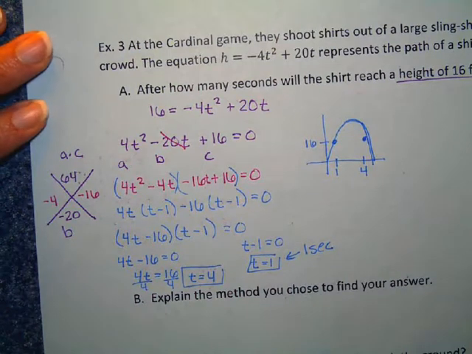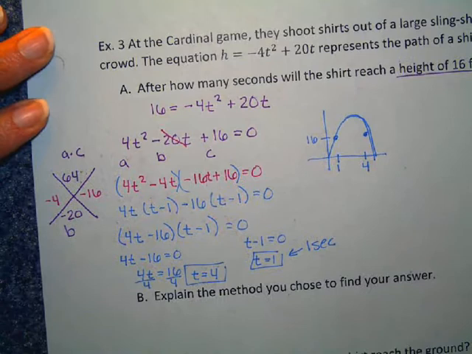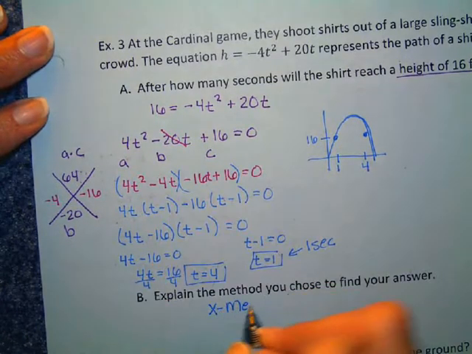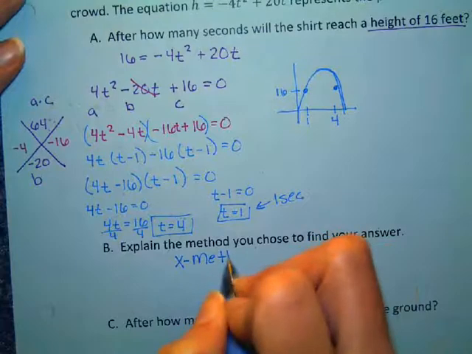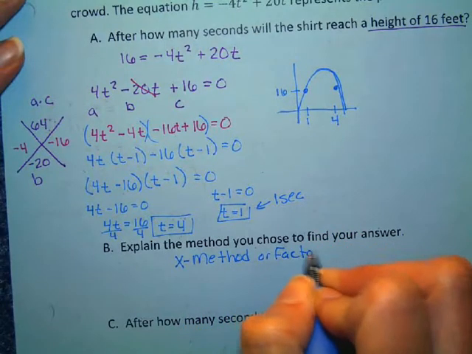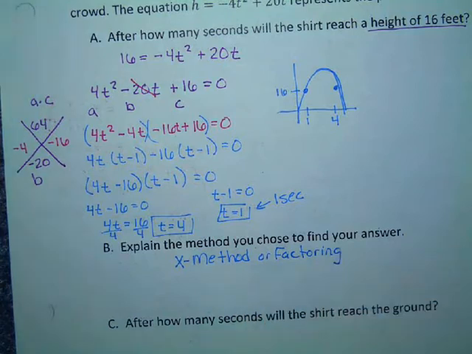Explain the method you chose. I did what we call the X method, or factoring is what it's called. If you chose to do the quadratic formula, you just say, I chose to do the quadratic formula.